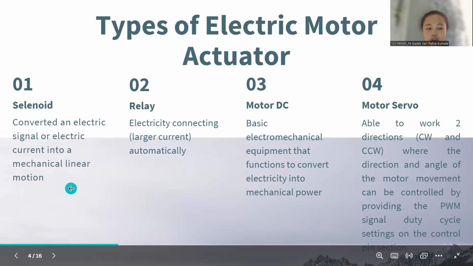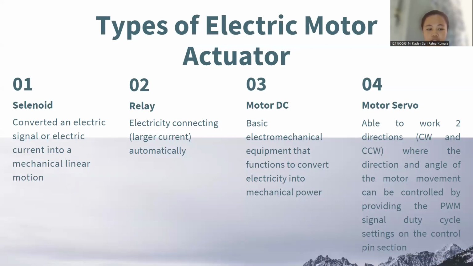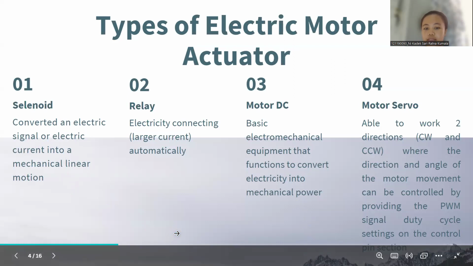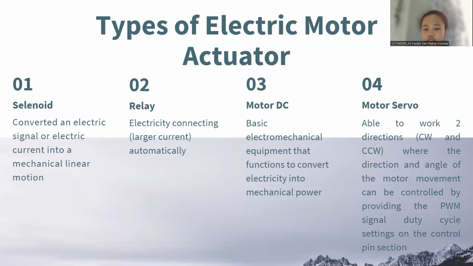Types of electric motor actuators. First, solenoid. Converts an electric signal or electric current into a mechanical linear motion. Second, relay. Connects electricity or large current automatically. Third, DC motor. Basic electromechanical equipment that functions to convert electricity into mechanical power. And fourth, servo motor. Able to work with direction control, where the direction and angle of the motor movements can be controlled by providing the PWM signal duty cycle settings on the control pin section.